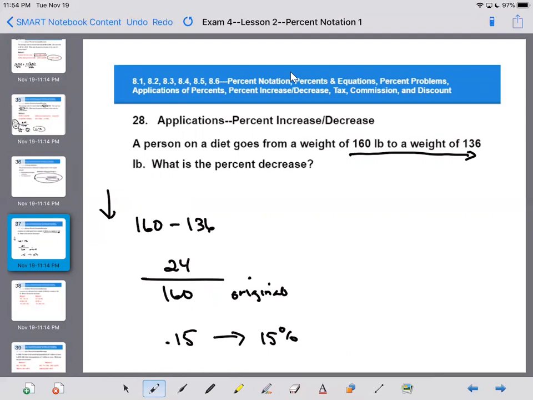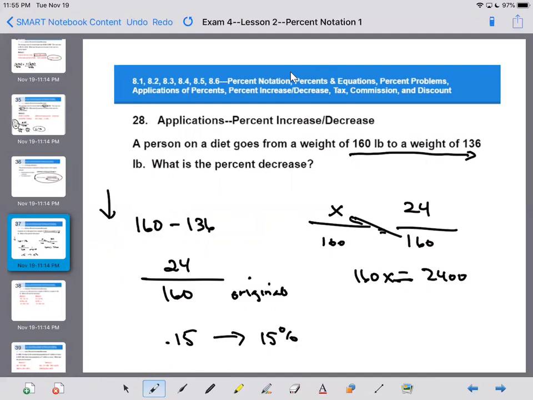Now, if you want to use a proportion, you know that you're looking at some sort of percent out of 100, but you've got to find the difference, which would be the 24 divided by the original, which would be 160. Well, 160 multiplied by X is 160X. 24 times 100 is 2400. If we take 2400 on your calculator and divide it by 160, it's going to take you directly to the percent because you get 15 as an answer, which means your answer was 15%.